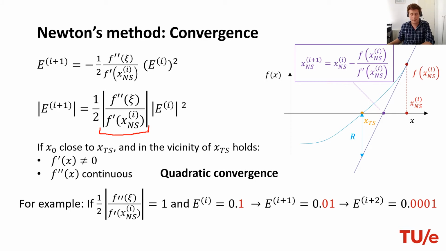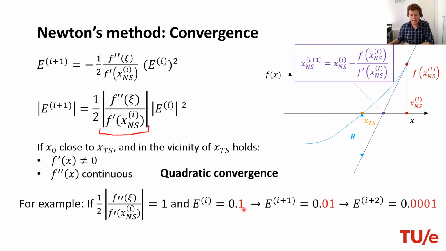And assuming that the error in iteration i is equal to 0.1, well then, in the next iteration, the error in iteration i plus 1 is equal to 1 times the error in iteration i squared. So the error will be 0.01. In iteration i plus 2, it will be 0.0001. So we see that here, the error goes down by orders of magnitude in every step.